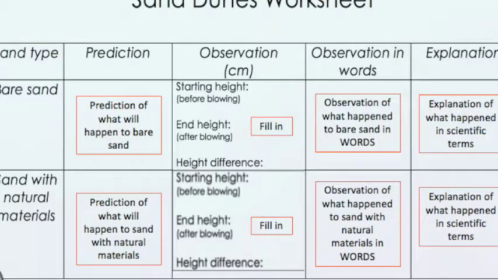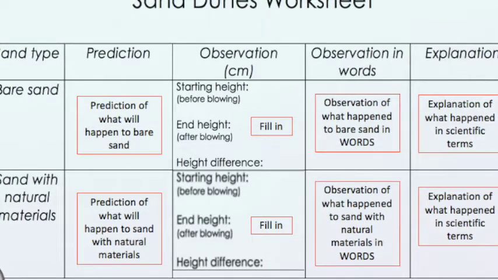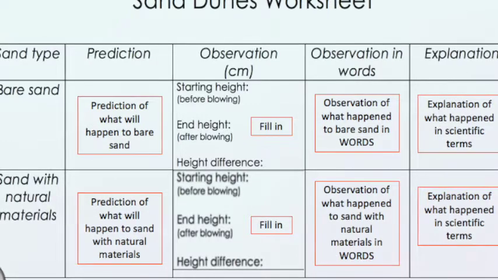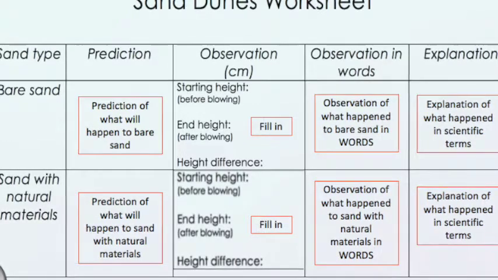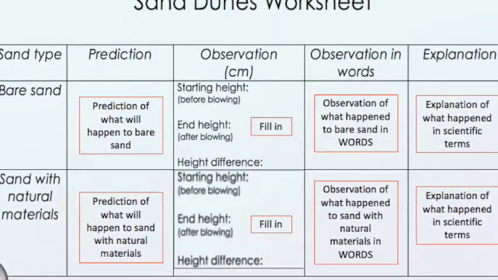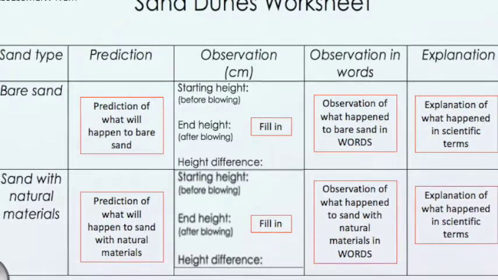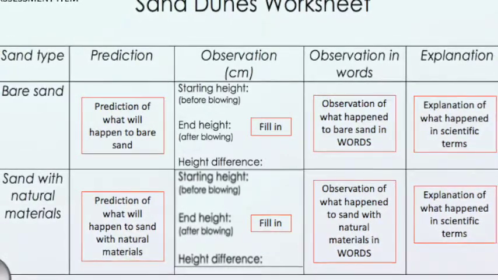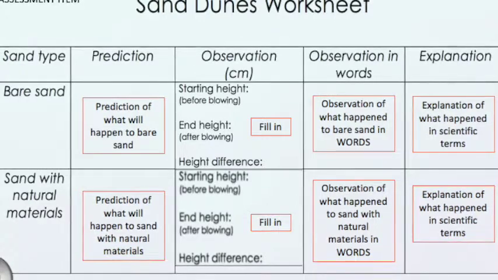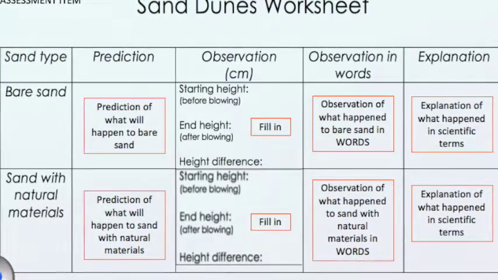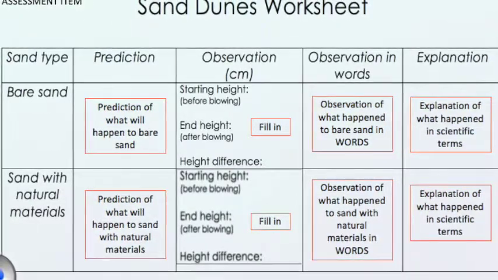The instructions for this task are: 1. Before moving to the designated investigation stations, predict individually what will happen to the bare sand and write it down in the predict section of the worksheet, next to bare sand. This can be a worded prediction or the predicted height of each sand type after blowing. Repeat this step for sand with natural materials.